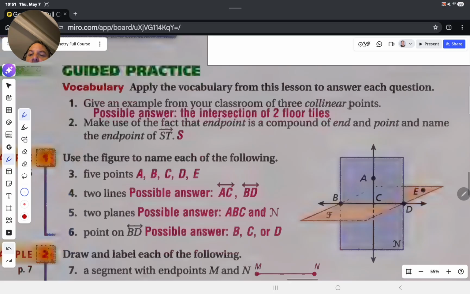Now let's look here at ray. This is a ray ST. Now order matters in rays. Our first letter is S, which means that is going to be our endpoint. If we were to label that, it would look like this. And it is important with rays that we follow that correct order. So S is our endpoint.